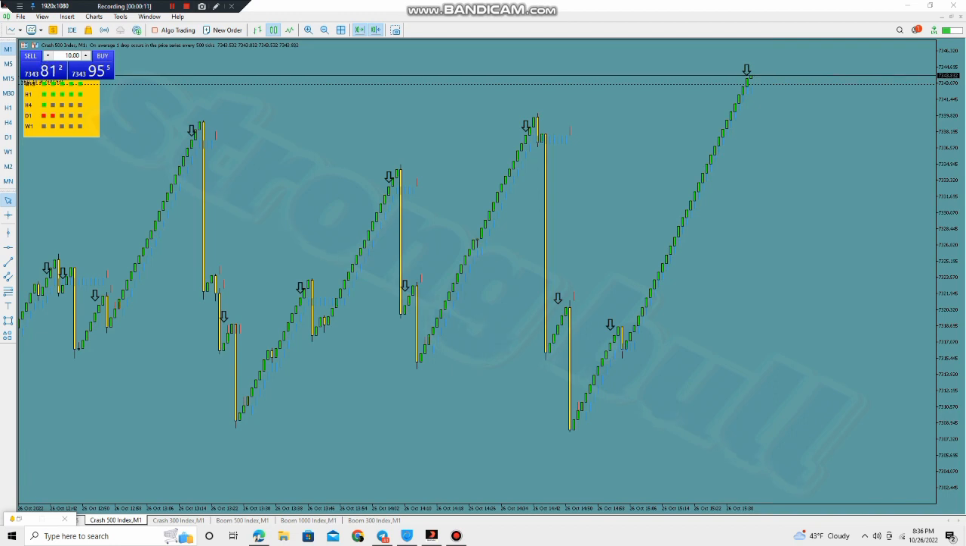Today, I'm going to show you the updated spike system. Look here, the arrow has appeared in front of you. Open a deal on Crash 500, and the stop loss is manually 3 candles.